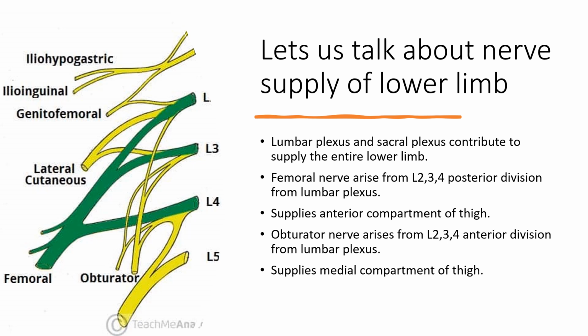The femoral nerve arises from the L2, L3, L4 spinal roots, the anterior rami of L2, L3, L4. The obturator nerve also arises from L2, L3, L4, from the anterior division of the lumbar plexus, and it supplies the middle aspect of the thigh. As you can see in this diagram, this is the femoral nerve, shown in green, and this is the obturator nerve, shown in yellow.